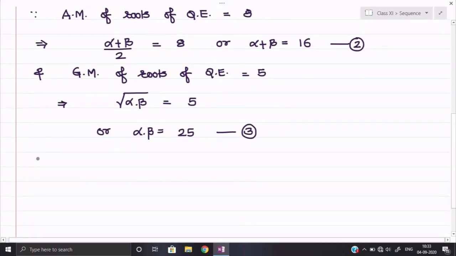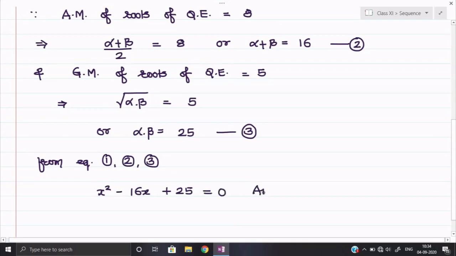So from equations first, second and third: x square minus, in the bracket, alpha plus beta, which is now 16x, and alpha into beta, which is 25, is equal to 0. So this is your required quadratic equation. They have connected some of the old topics with the new topic also. Okay, so we have completed question number 32 and 31 is remaining. As I have told you, we shall do it next time. Okay, thank you.